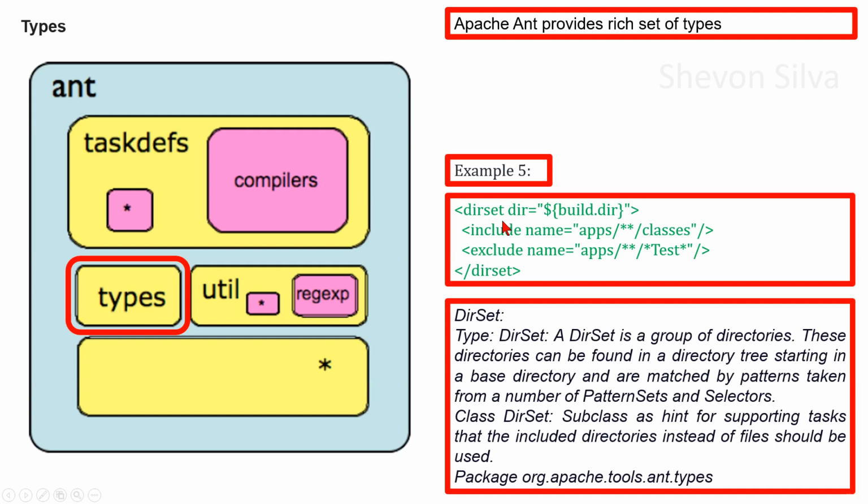org.apache.tools.ant.types. Here the group of directories named classes found under the app subdirectory of ${build.dir}, except those that have the text in their name.